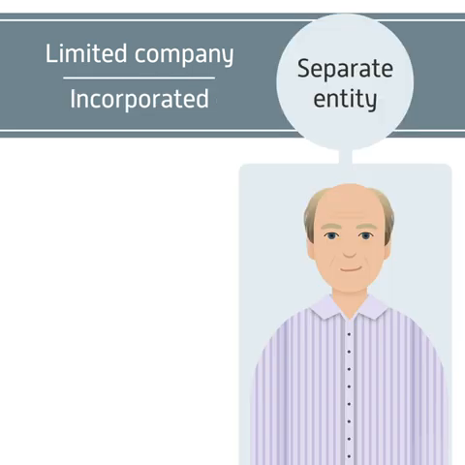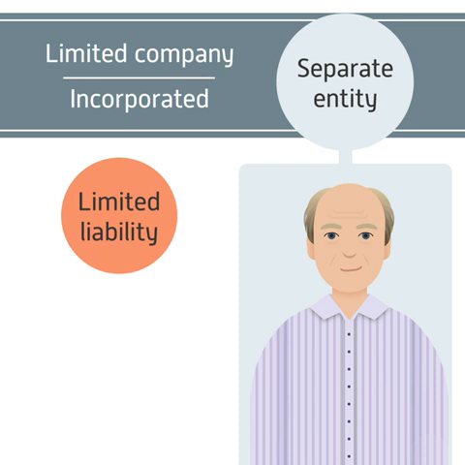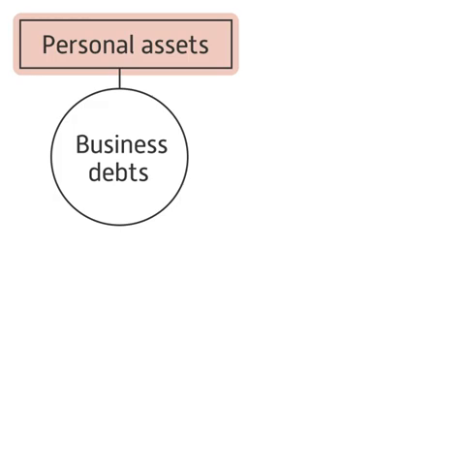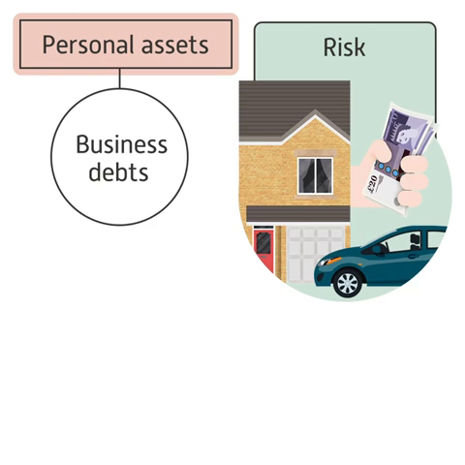This contrasts with a limited company. If a company is incorporated, it's legally considered to be a separate entity to its owners. The owners have limited liability for its debts, meaning that their personal assets are protected. Because a sole trader's personal assets can be used to cover any business debts, operating this type of business carries additional risk for the owner. Their savings, possessions, or even their home could be at risk if the business fails.